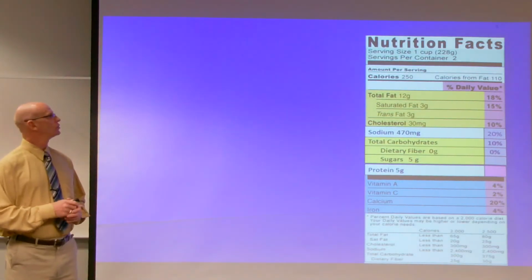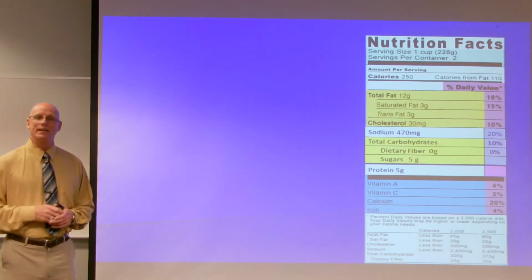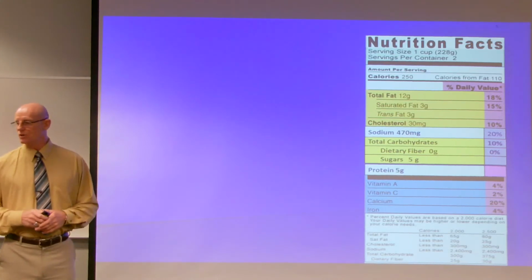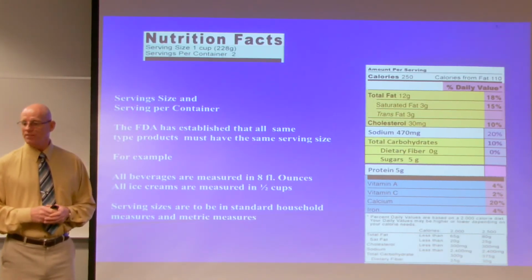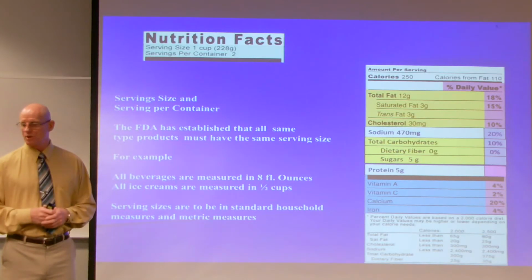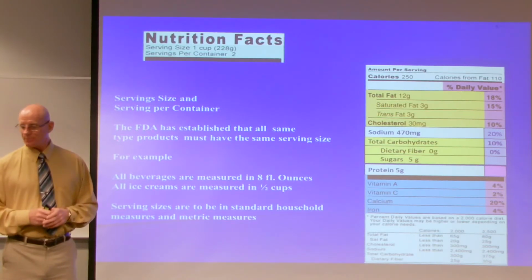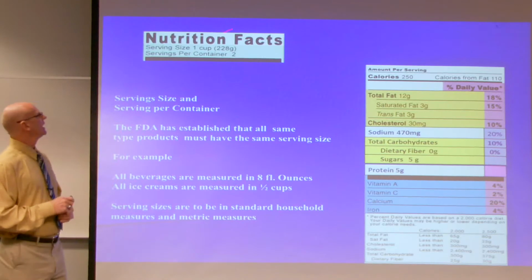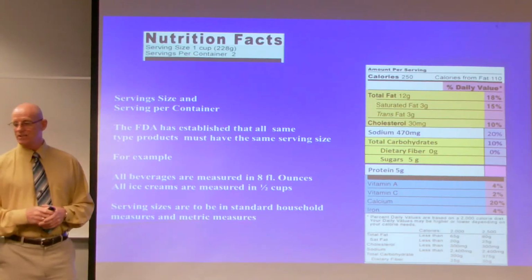Okay, this is a typical nutrition facts label on the back of a food package. I'm going to break it apart in sections and then we'll put it back together as we go through each one of these sections. So the top section is the serving size and servings per container. The FDA has established that all same type products must have the same serving size. For example, all beverages are measured in 8 fluid ounces. All ice creams are measured in half cups. This way you can make comparison shopping with the nutrient densities. Serving sizes are to be in standard household measures and metric measures. So you have a cup as a household measure, and in metric measures the number of grams. So that is the serving size and servings per container.